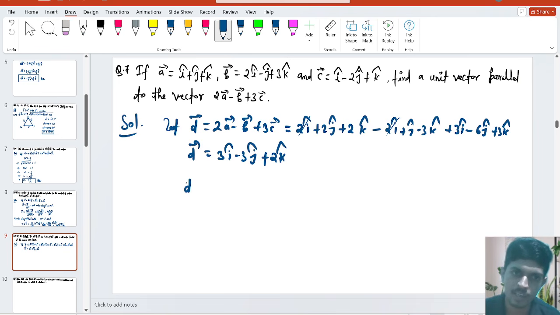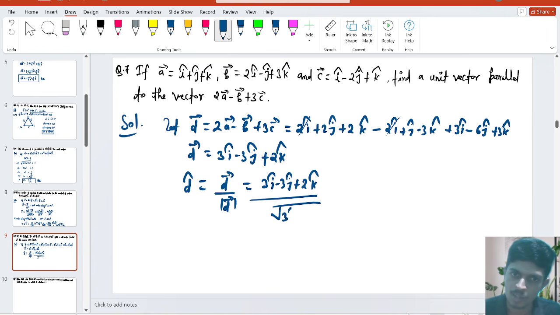So just we need to find vector d cap here. This is equal to vector d by modulus of vector d. Simplify it, you get 3i cap minus 3j cap plus 2k cap. So how to find the modulus of vector d? This is under root 3 square plus minus 3 whole square plus 2 whole square. Simplify it here. So d cap is a unit vector parallel to this vector, 2 vector a minus vector b plus 3 vector c, this is simply vector d. So this is parallel to this vector.